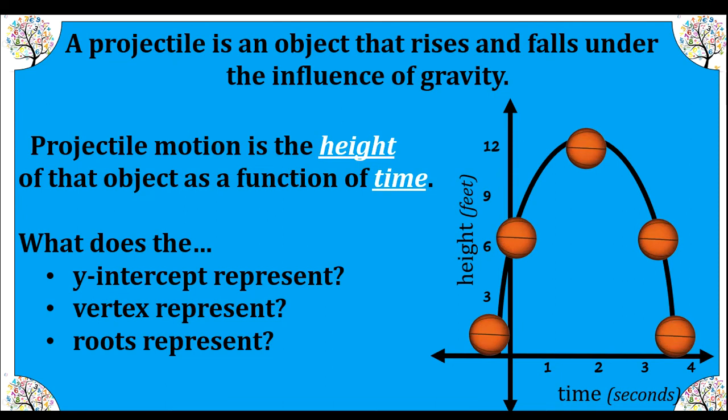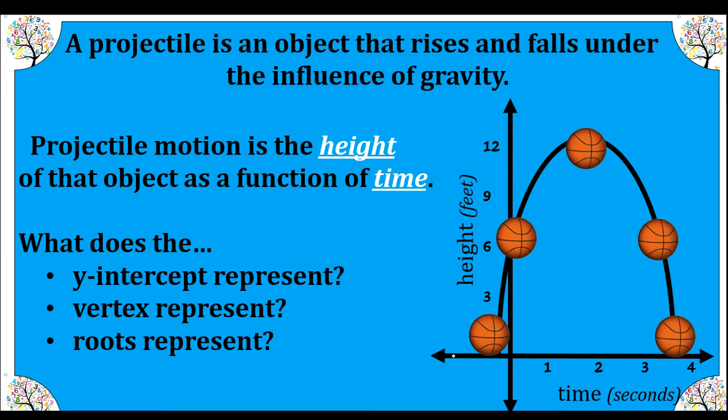A projectile is an object that rises and falls under the influence of gravity. So in our example here and in the video, it was the basketball. So the basketball is the object. So this is the projectile. Projectile motion, however, is the height of that object as a function of time.